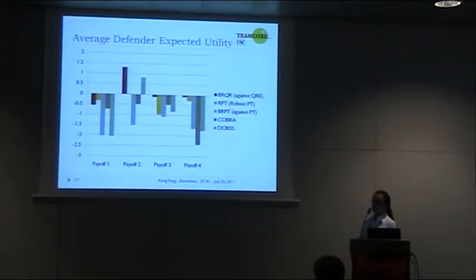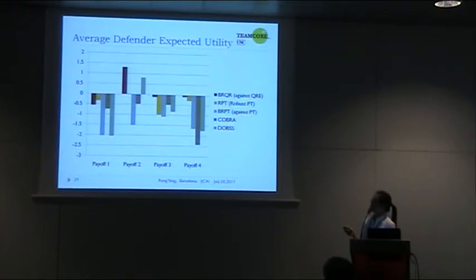So let me show you the results here. What is shown in this plot is the average defender utility in different payoffs using different strategies. So the higher the better. We can see here BRQR consistently outperformed Cobra and DOBSS in all the payoffs.